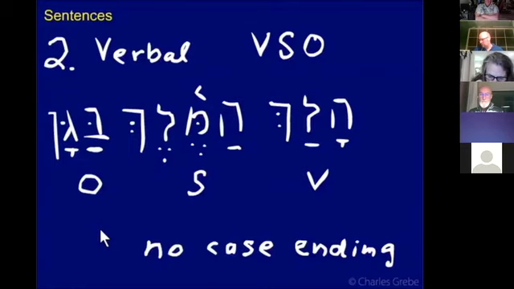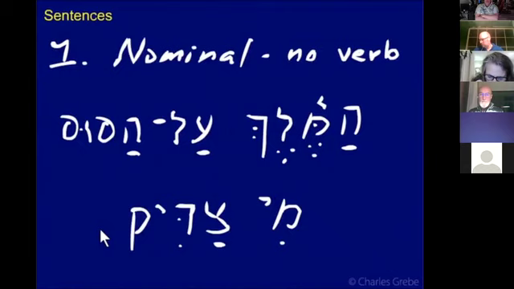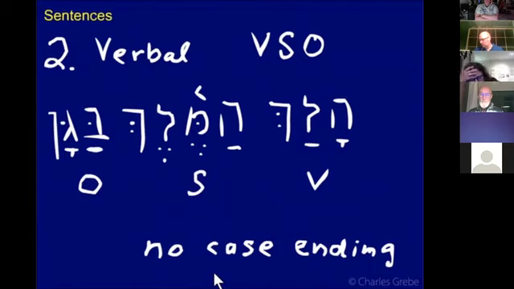Anyway, so we have two types of sentences. We have nominal sentences with no verbs. The verb is implied. You just juxtapose a noun and a prepositional phrase, or a noun and adjective. Much more commonly, however, we have verbal sentences, and the default order is verb, subject, object: VSO.